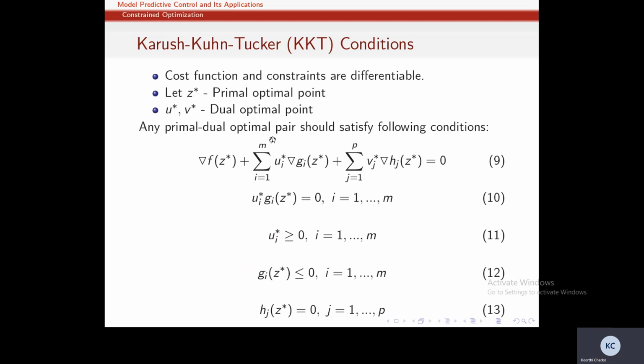Any primal-dual optimal pair should satisfy the following conditions for those points to be optimal. Z star is the primal optimal point, and U star, V star is the dual optimal point. Condition 11 is the dual feasibility condition, and conditions 12 and 13 are primal feasibility conditions. We will not be going deep into this, but these are the conditions that need to be satisfied for an optimal point of the constrained optimization problem.